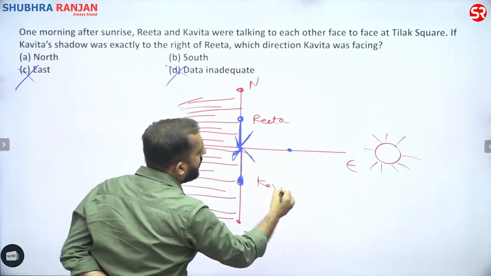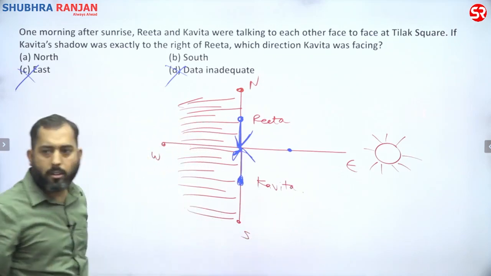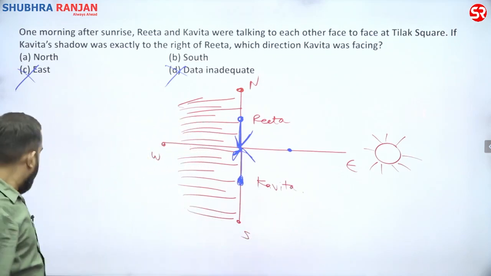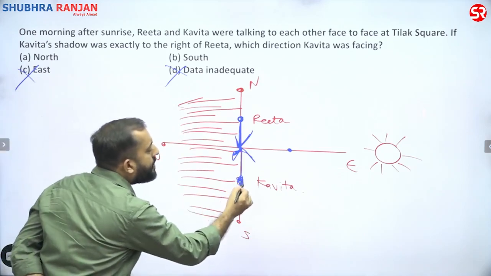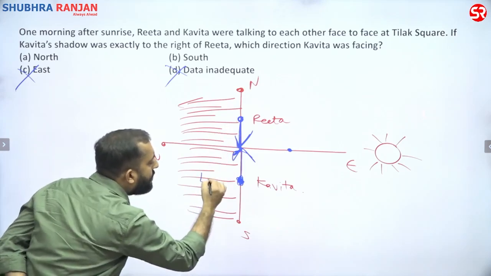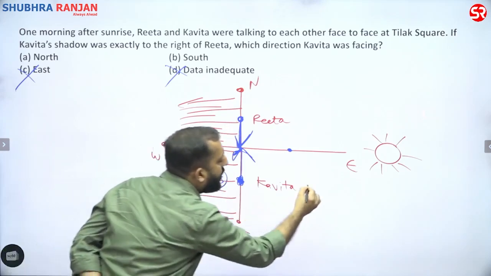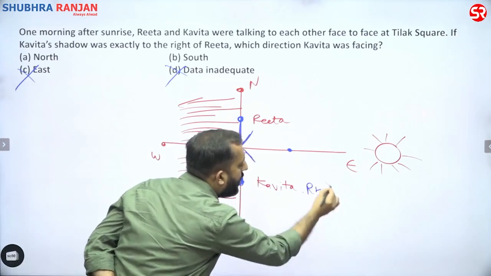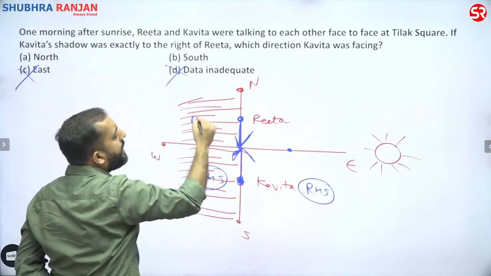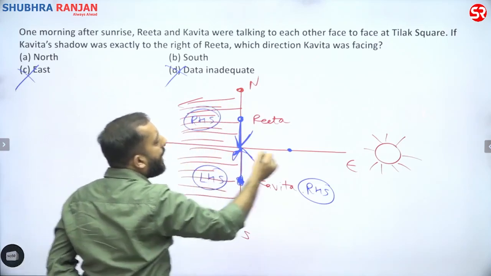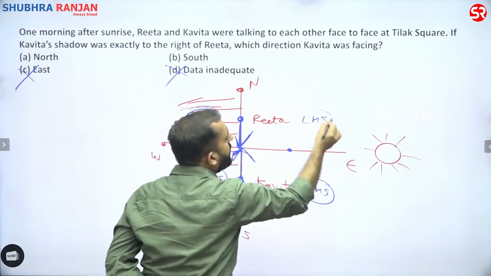And Kavita is facing north. This is an assumption. So Kavita is facing north. This is the left hand side of Kavita and this one is the right hand side of Kavita. Rita is facing south. So this one is the right hand side of Rita and this one is the left hand side of Rita.